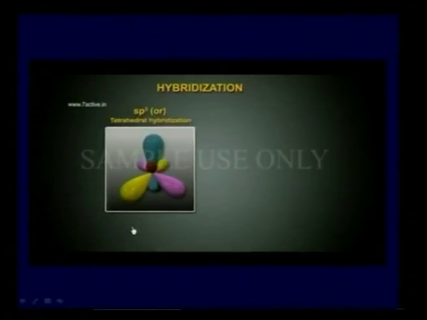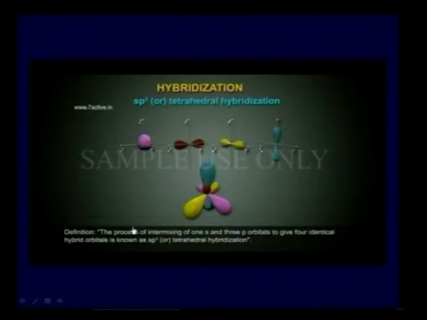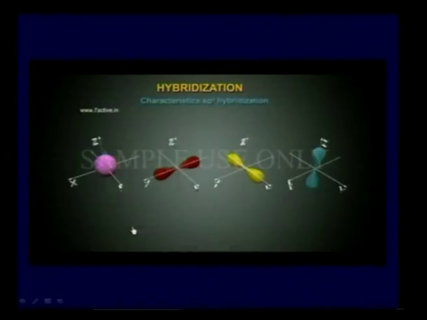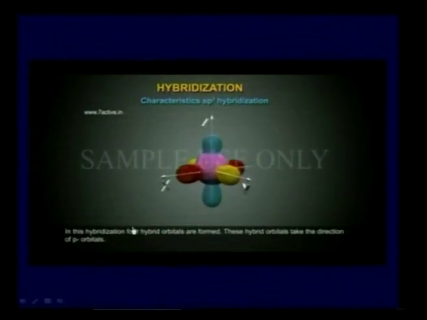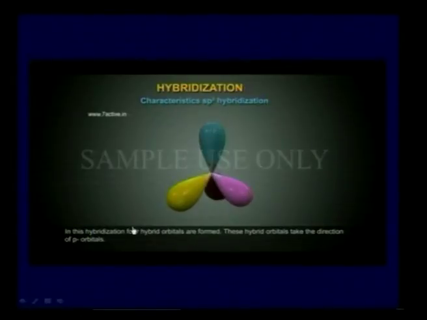And now we are going to see a video clipping on sp3 hybridization. The intermixing of one s orbital and three p orbitals of the outermost shell of an atom forms 4 hybrid orbitals. Observe carefully in the video. Here the s orbital and 3 p orbitals are intermixing together and going to give 4 hybrid orbitals. And here it was given 4 hybrid orbitals. In this, s character is 25% and p character is 75%.